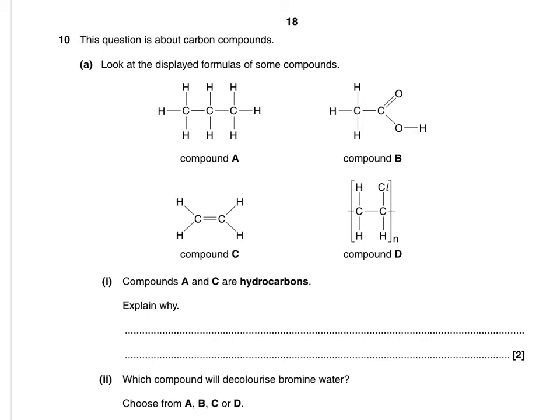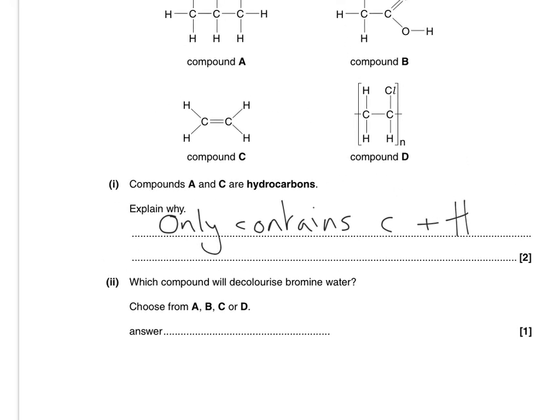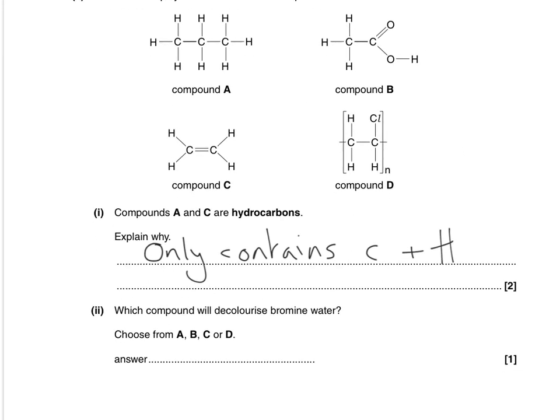Compounds A and C are hydrocarbons. Explain why. Okay, so if you put contains carbon and hydrogen, you only get 1 mark. If you put just 1 extra word, only contains carbon and hydrogen, then you get your 2 marks. It's literally that simple just to get that extra mark there. Which compound will be decolorized by bromine water? Then you should remember compounds with a double bond in them will decolorize bromine water, so it's C.